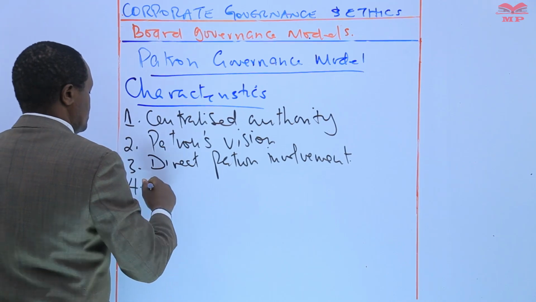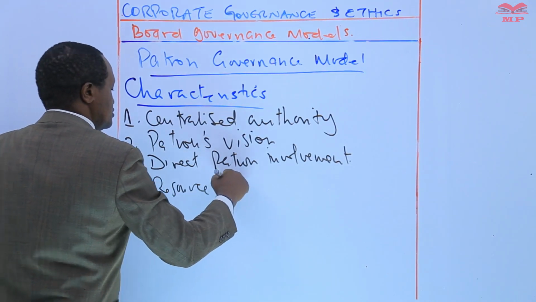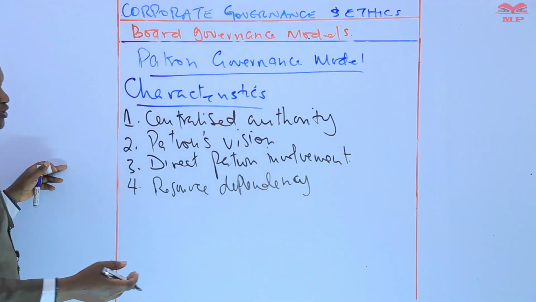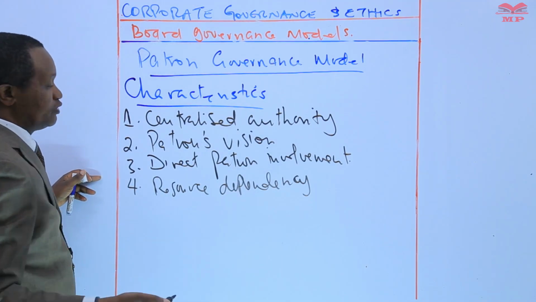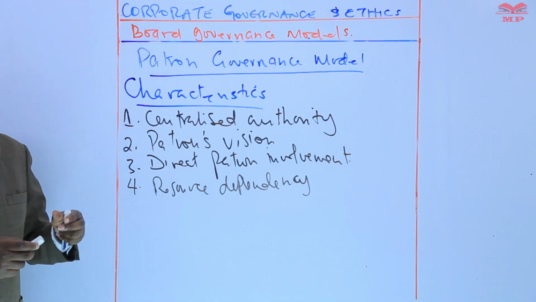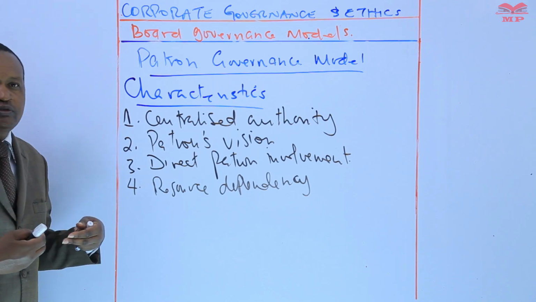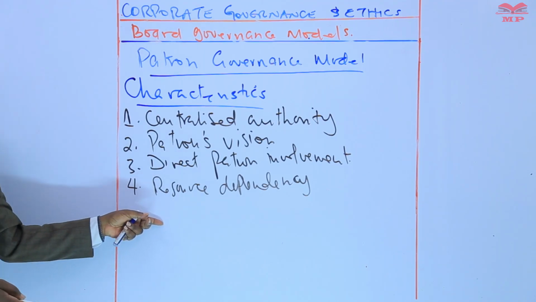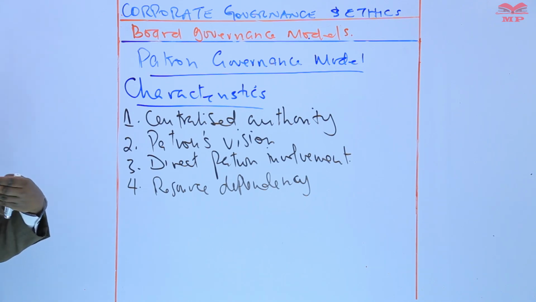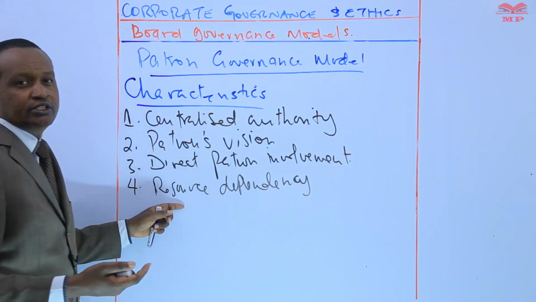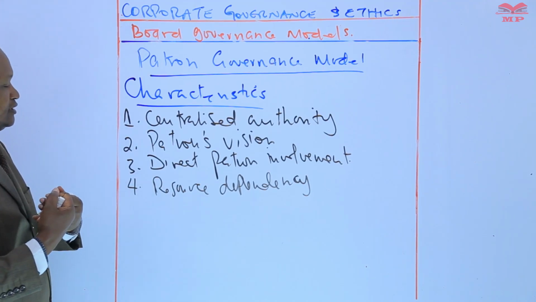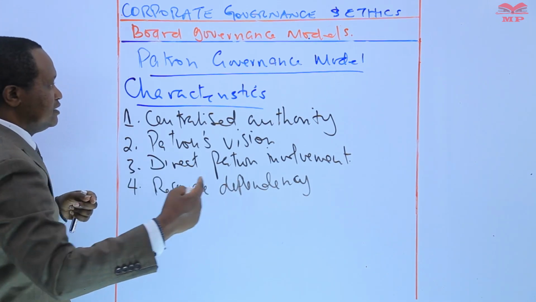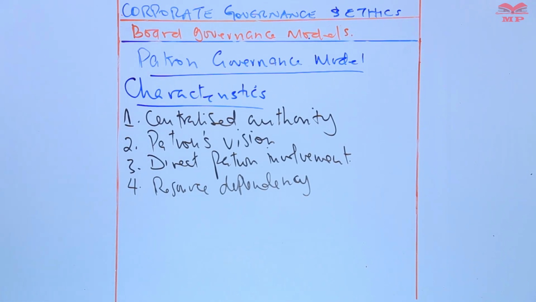Number 4, resource dependency. That means the organization relies heavily on the patron for resources, including funding, expertise, networks, and other forms of support. As a result, the organization may be vulnerable to changes in the patron's priorities or even circumstances. For example, if a patron becomes bankrupt, then that may affect an organization's operations.